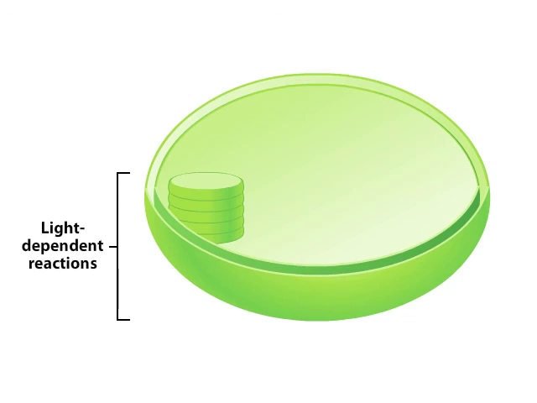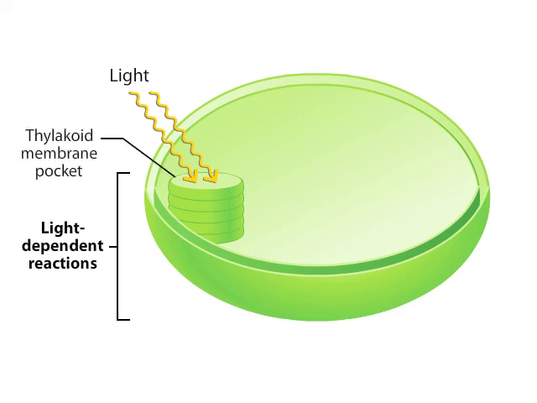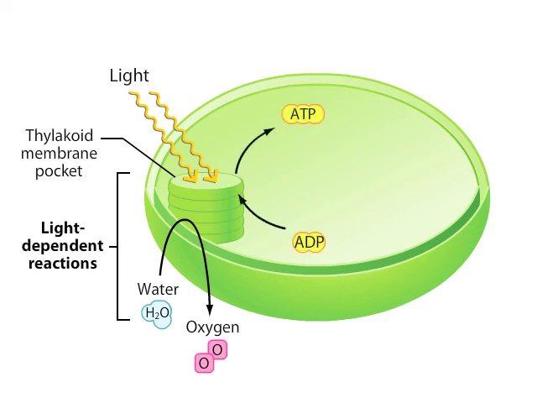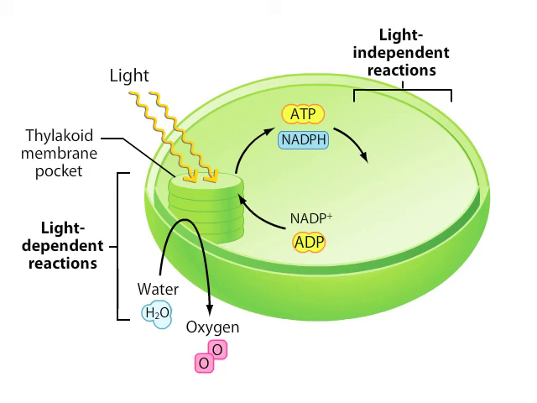Photosynthesis occurs in two stages. In the first, called the light-dependent reactions, light is absorbed by chlorophyll molecules in membrane pockets called thylakoids. The absorbed energy splits water, releasing oxygen that forms oxygen gas. The light energy also converts ADP to ATP, and the electrons from water reduce NADP+ to NADPH. These are high-energy molecules that will fuel the second stage of photosynthesis. The second stage is called the light-independent reactions, or the Calvin cycle.